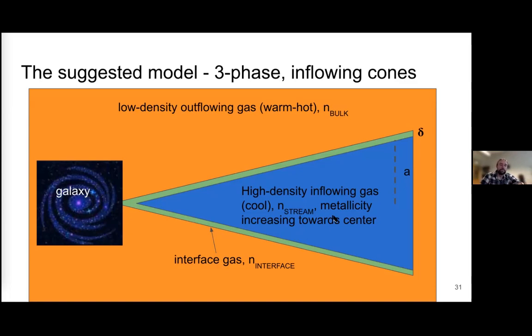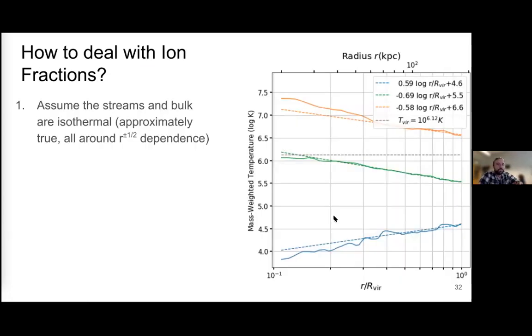We're going to say there's only a few clouds, but they have differing temperatures depending on how far away you are from the galaxy. So to deal with the ion fractions, instead of clouds of oxygen 6, we're going to think of structures that have ion fractions of oxygen 6 that depend on density, and that increases towards the center.